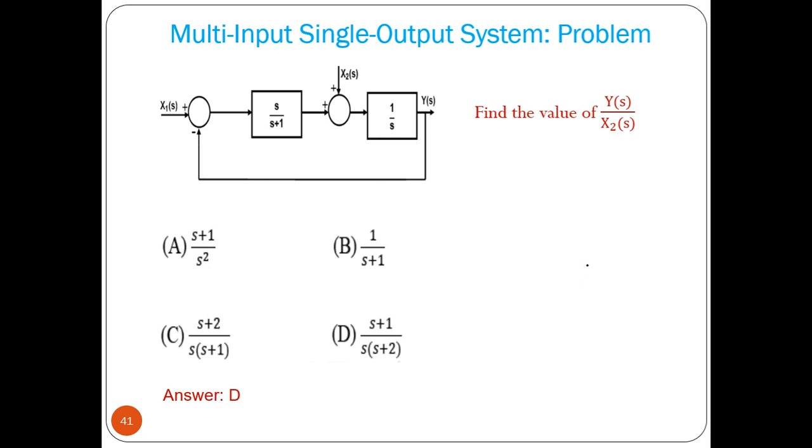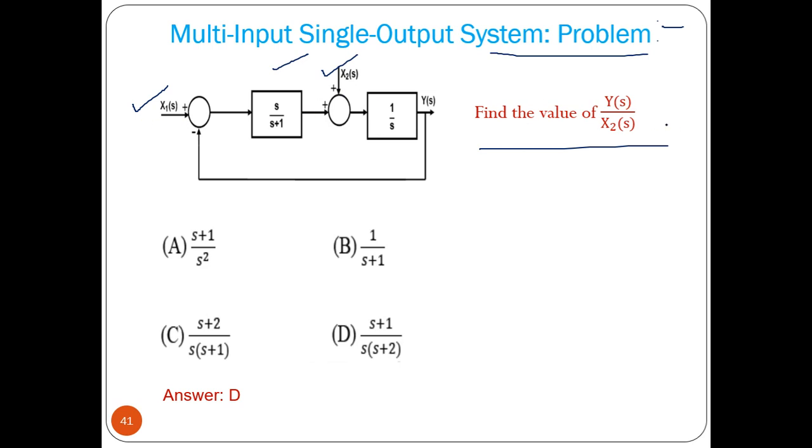Now let us solve one simple problem. This is a problem I have taken from the GATE examination. This is the block diagram given. You have to find out what is the value of Y(s) by X2(s). Now we can see this is a multiple input, single output system. So we have to apply the superposition principle. So you have to find out Y(s) by X2(s).